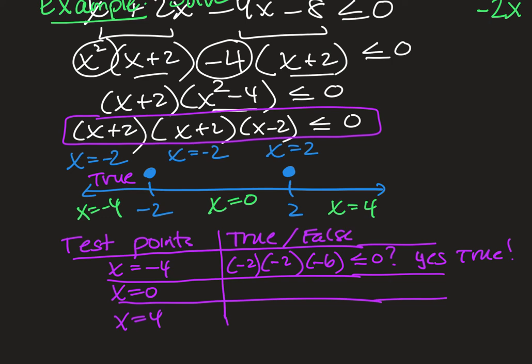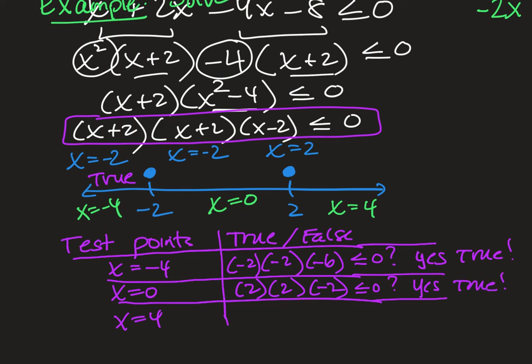So let's do it for the other ones. Okay, so 0, I personally think 0 is easier if you go back up to the original one when you had everything on one side and put it in there and see if it works or not. You can put it into the factored version as well. So let me just do it in the factored one, to be consistent. If I plug in a 0, I get 2 times 2 times -2. Is that less than or equal to 0? That also comes out to be negative. So yes, that is true.